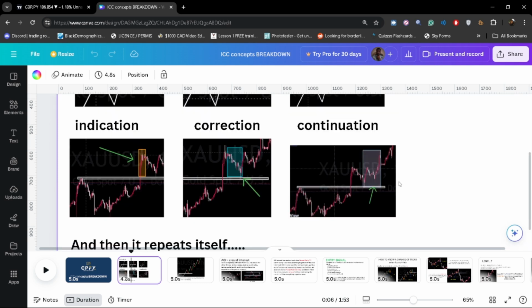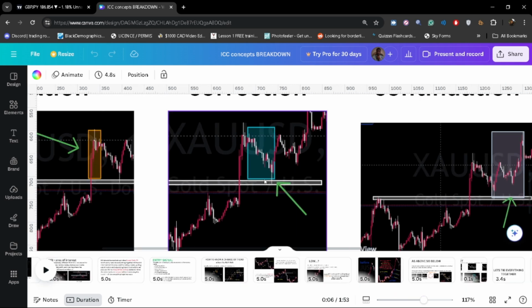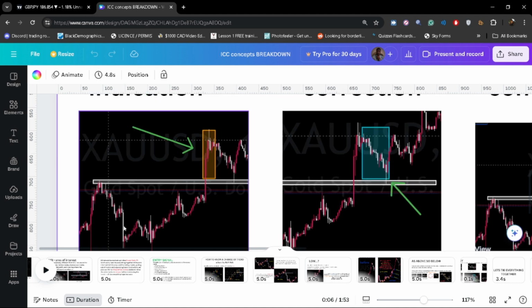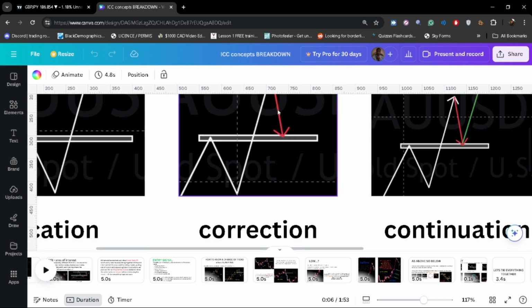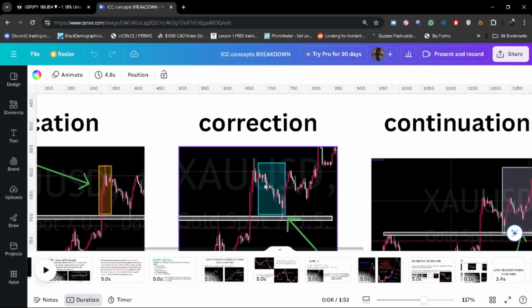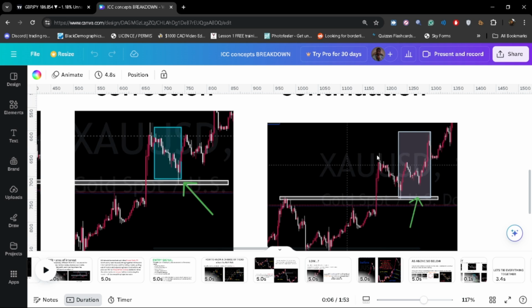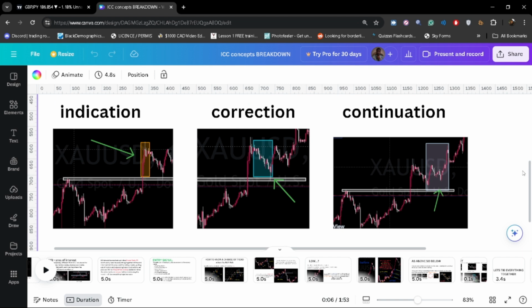So to see this in a practical view, you can clearly see here at the left hand side the indication. Price was trending up. It now broke past this previous high here, or this level here, giving us an indication. And then it corrected itself, as you can see. So the correction is the retracement here. In this case you can see price corrected itself by retracing down after the indication. And then the continuation is price just continuing the trend in the direction that it was going. So that's basically what the ICC concept stands for.